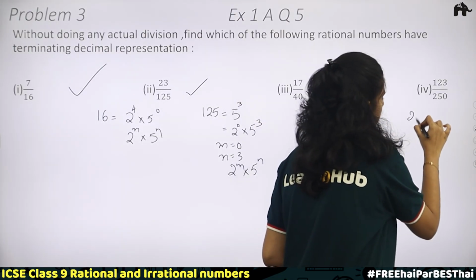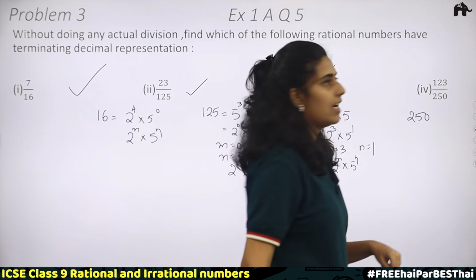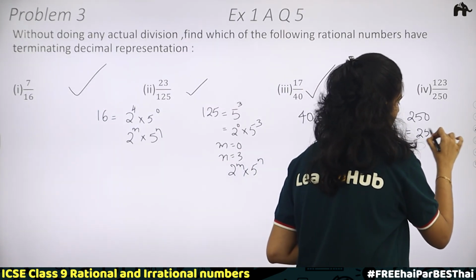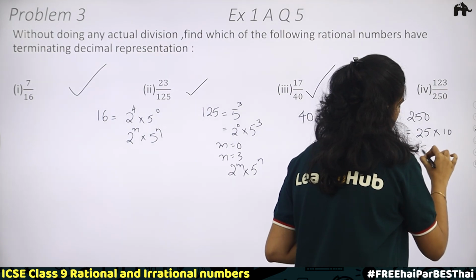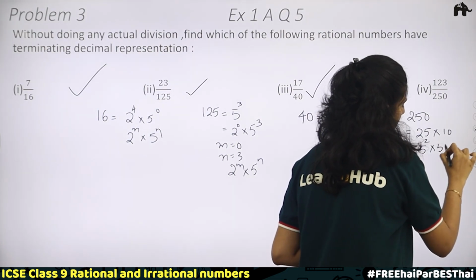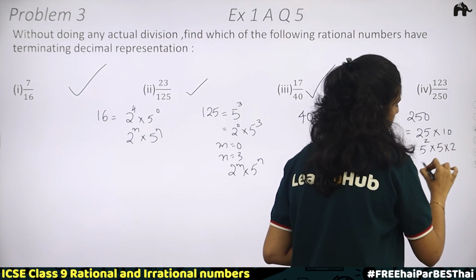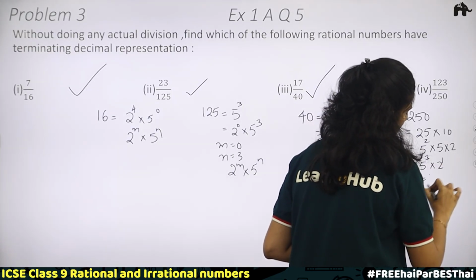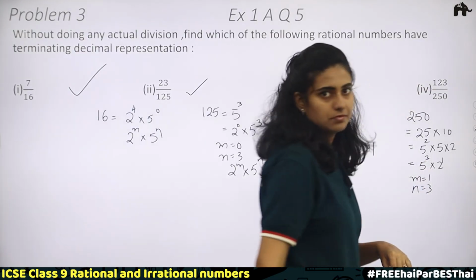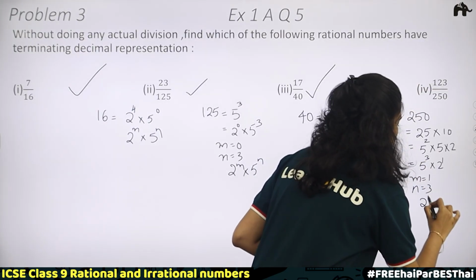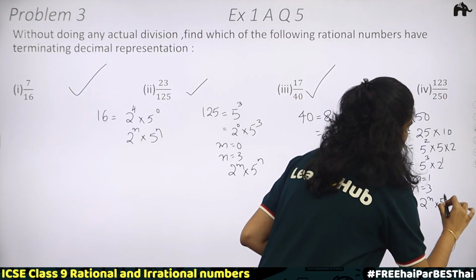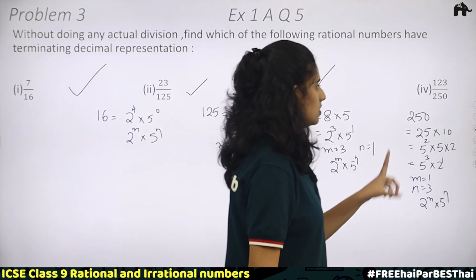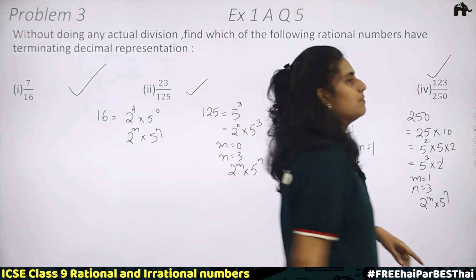Next, 123 divided by 250. How can you write 250? 250 is 25 into 10. 25 is 5 square and 10 is 5 into 2. This becomes equal to 5 cube into 2 raised to 1. M is equal to 1. N is equal to 3. Here again you are expressing in the form 2 raised to m into 5 raised to n, where m and n are whole numbers. So this is also having a terminating decimal representation.